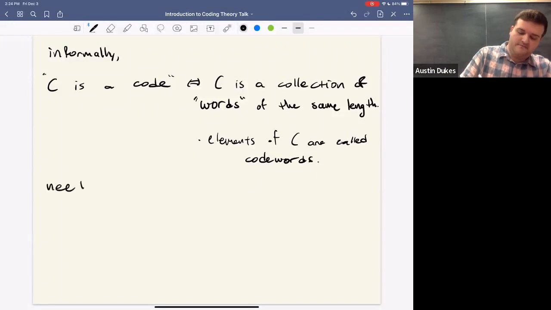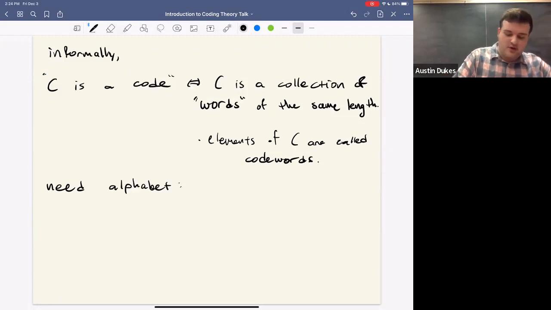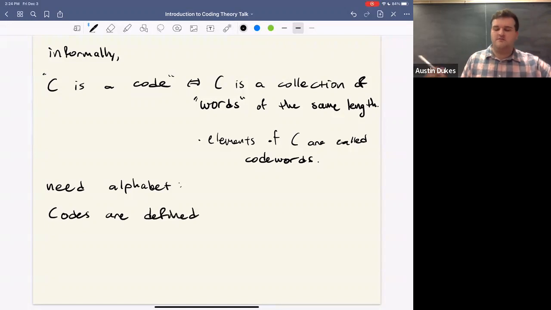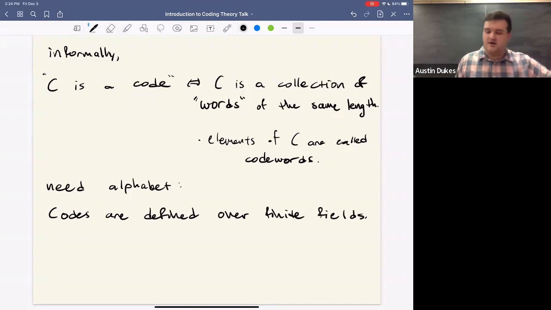So we need an alphabet. And this is now where finite fields come in. Codes are defined over finite fields. And "over" as in, the alphabet of codes is a finite field of order q for some q. In particular, fields have a lot of nice properties. Imagine the real numbers, a lot of desirable properties, but we can't implement, for example, the real numbers in a computer program in a lot of cases because it's not finite.